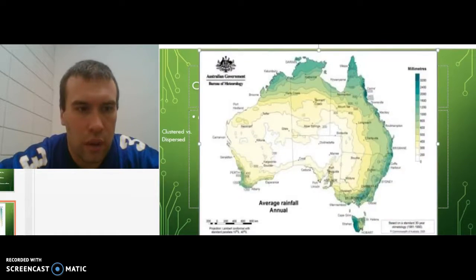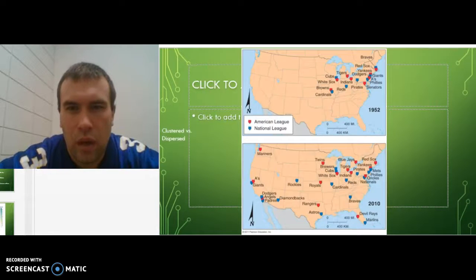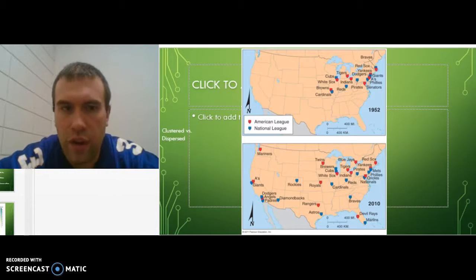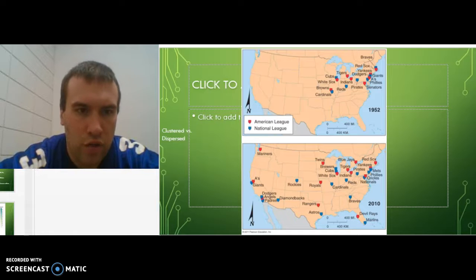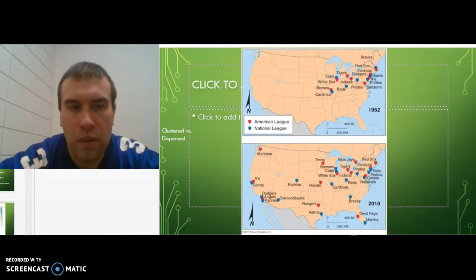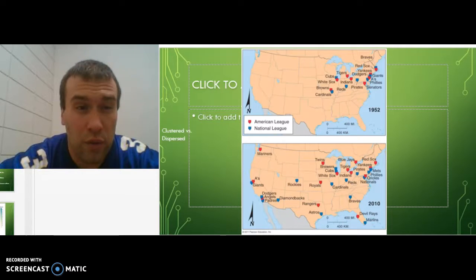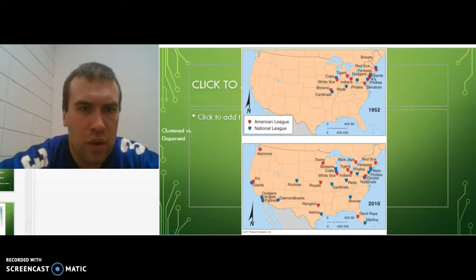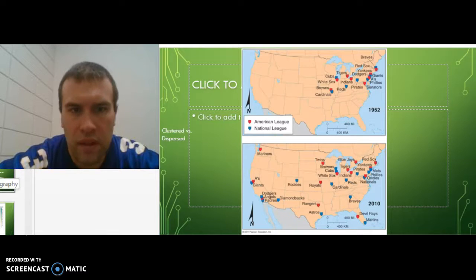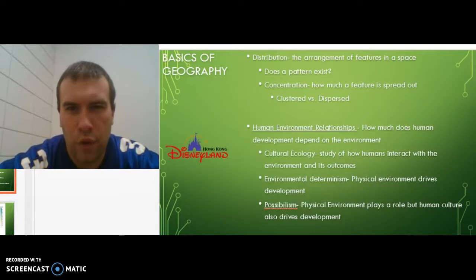Or to give you another example, let's look at this. Okay, baseball teams in 1952, very much clustered in the northeast part of the country. But then in 2010, there are actually more teams, but the teams are more dispersed across the continent. Now, clustered versus dispersed leaves a big gray area. There isn't, hey, this is clustered, this is dispersed, gray area. No, it's a term used to look at distribution, clustered being tight together, dispersed being further apart.